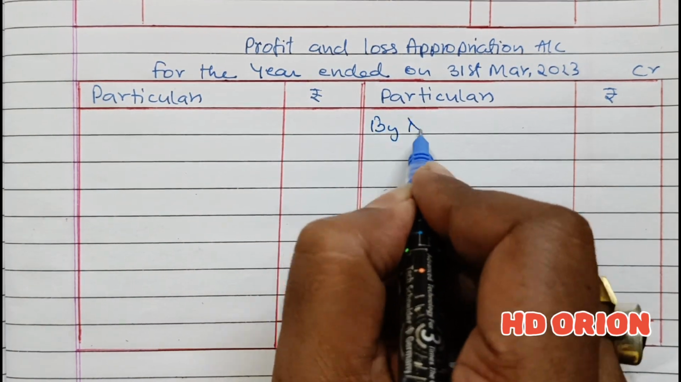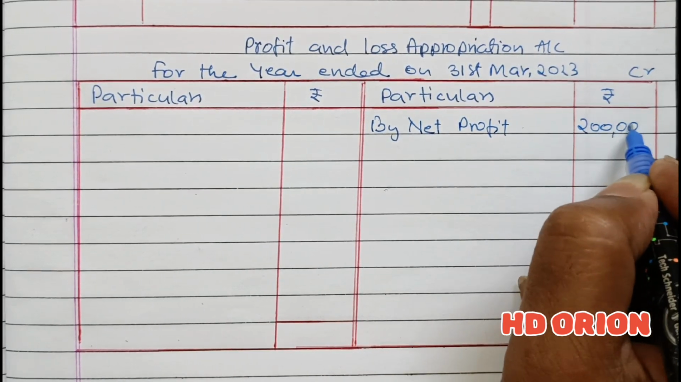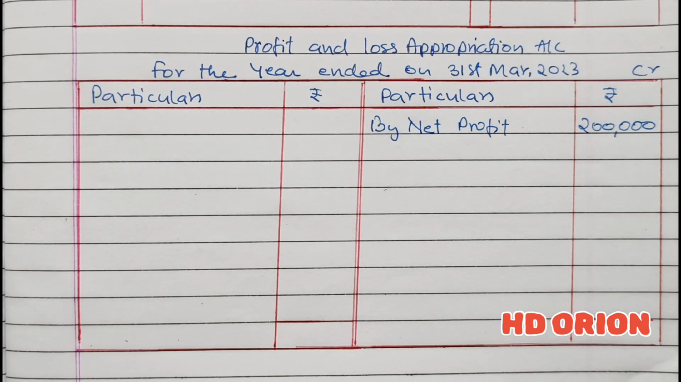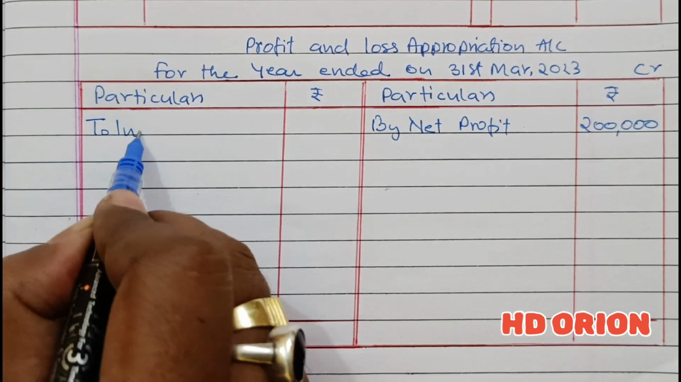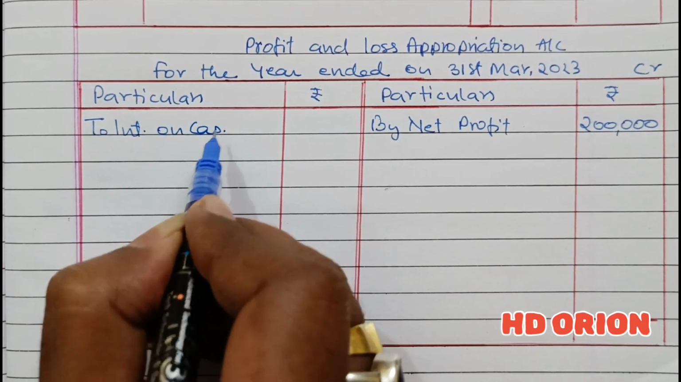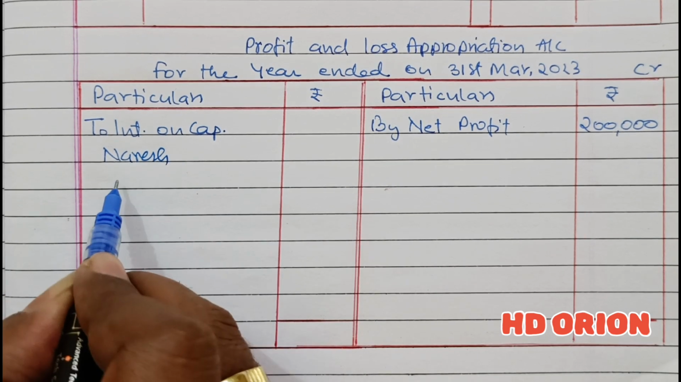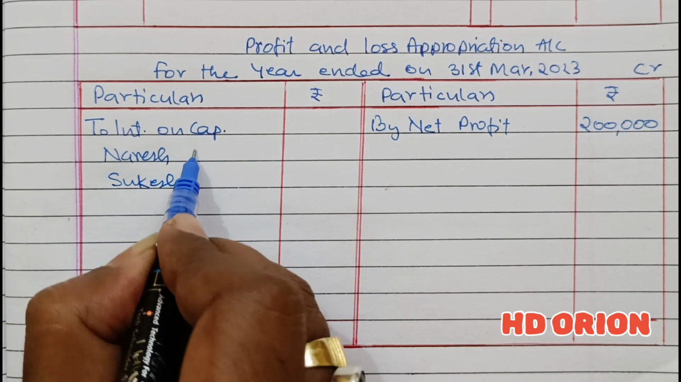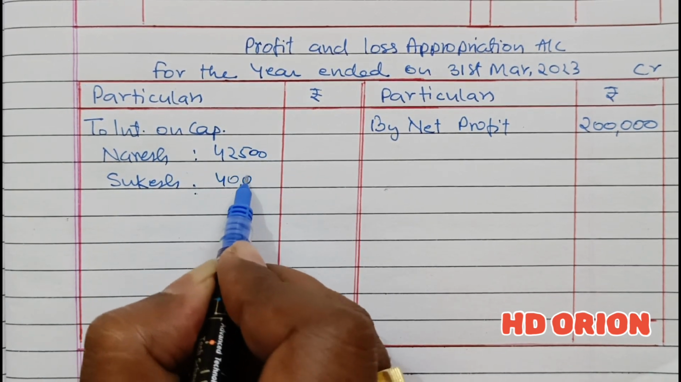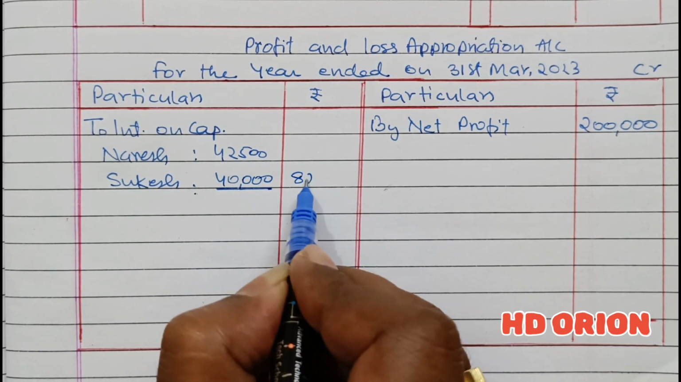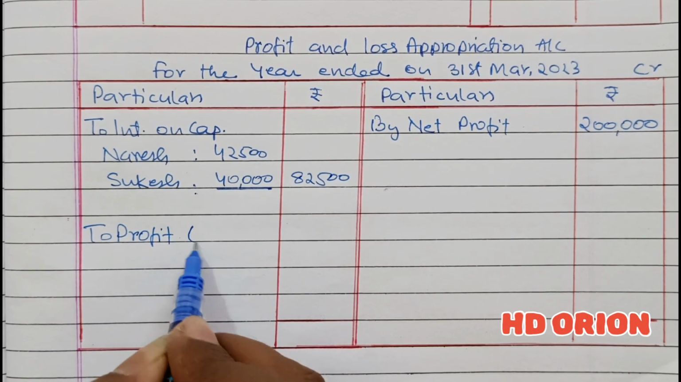So we will show net profit on the credit side, because profits are always credit balances. So it will be brought down here from profit and loss account to the credit of it. Fine. It is 2 lakh. And out of this 2 lakh, in the form of interest on capitals, it has been paid to both the partners, Naresh and Sukesh. It is 42,500 and rupees 40,000. And the remaining profit will be given to the partners in their profit sharing ratio, which is 1:1.